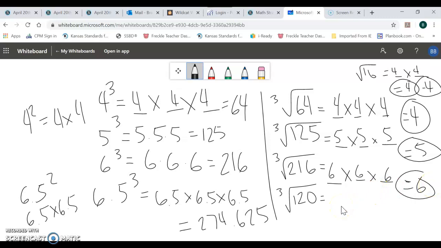But what happens if you try all these things out and nothing works? Like you try 1 times 1 times 1, 2 times 2 times 2, 3 times 3 times 3, 4 times 4 times 4, 5 times 5 times 5, 6 times 6 times 6, and nothing is working. You're not hitting it. And you think, wait a minute, 4 times 4 times 4 was 64. 5 times 5 times 5 was 125. I skipped right past 120 because I went from 64 to 125 when I did all the 4s and all the 5s. That means that your answer is going to be a decimal.